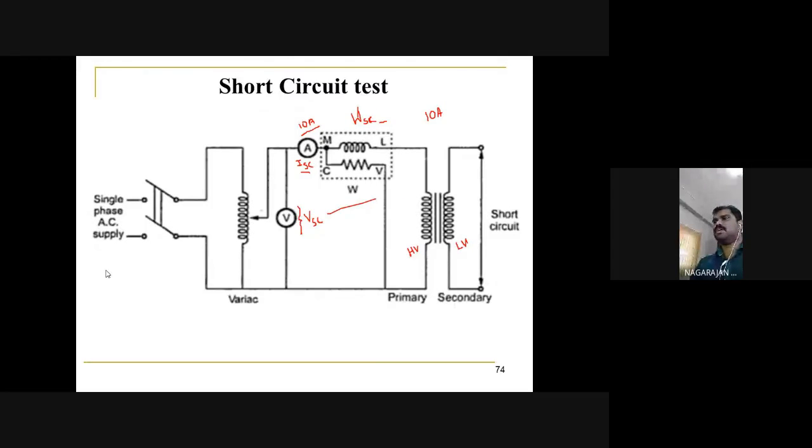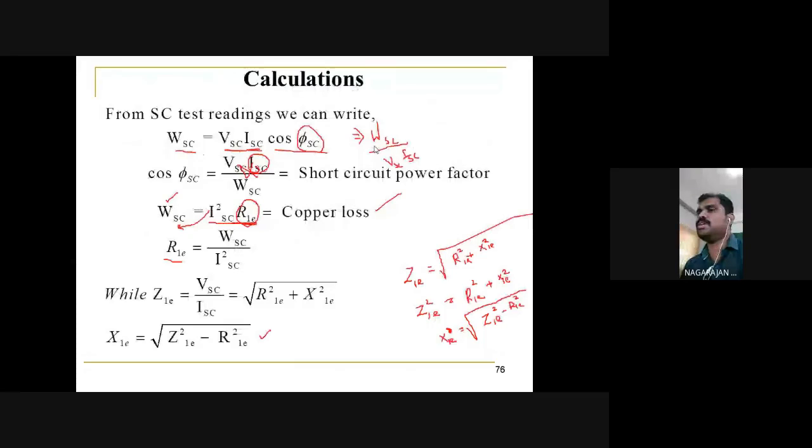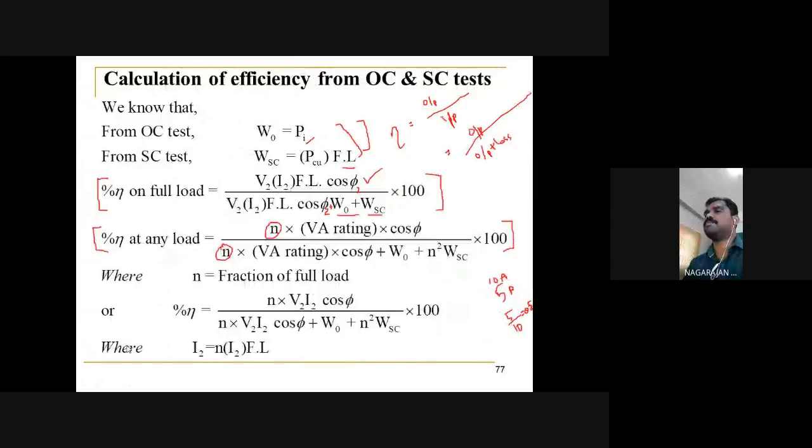So from the short circuit test, we are identifying short circuit current, short circuit voltage, and short circuit power. The wattmeter reading here is considered as the total copper loss of the transformer, since all the other losses are very minimum. These two losses are identified with these experiments. Here we are measuring Z1E, X1E, and R1E. With the help of that, we are measuring the efficiency and regulation of the transformer.